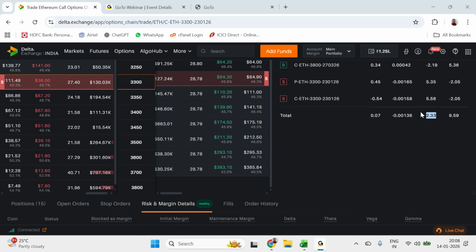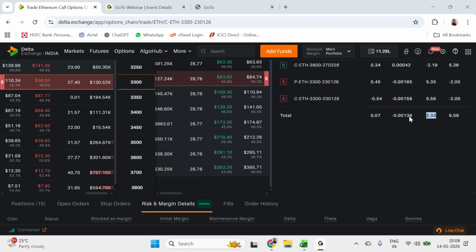Delta will be stabilized because gamma we have to keep near 0, with two zeros after the decimal. So gamma should be very low, stabilized, so that delta will behave properly. So these two things are required.